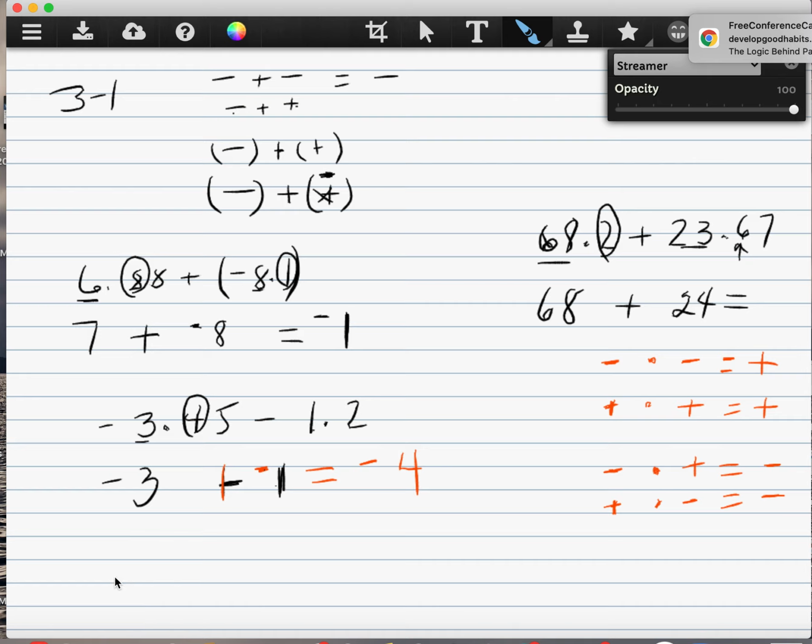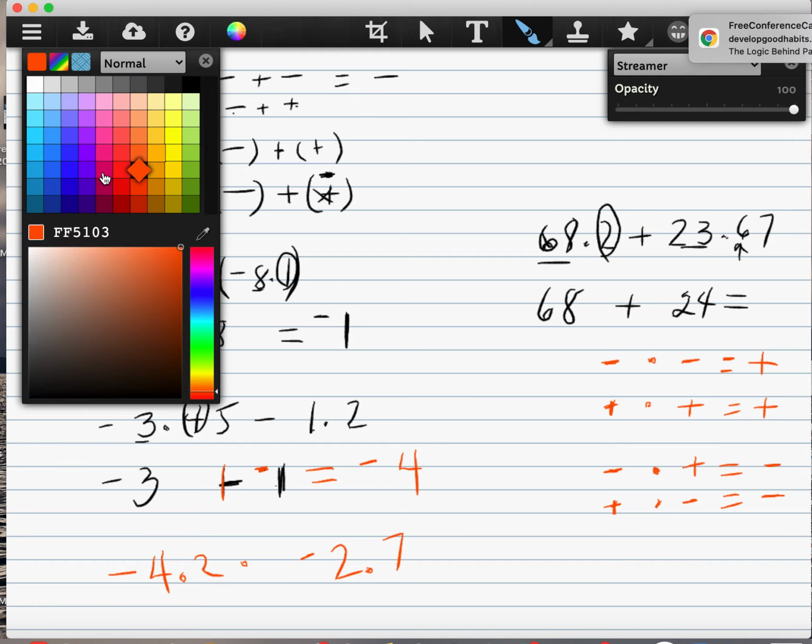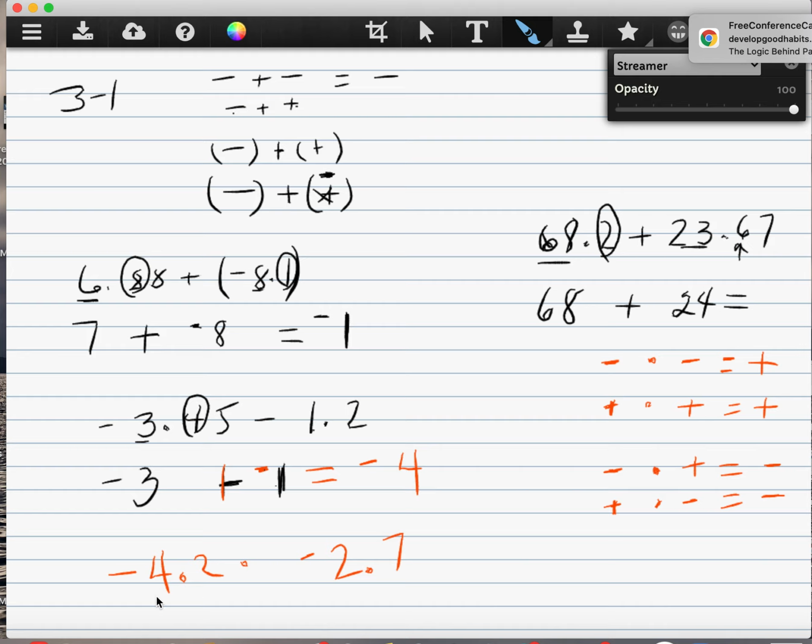Let's say it's negative 4.2 times negative 2.7. All right? So again, let's round first. So we look at the 4. The 2 isn't enough to make the 4 go up, so keep it at a negative 4. We look at the 7, and the 7 is greater than 5, so the 2 goes up by 1, negative 3.